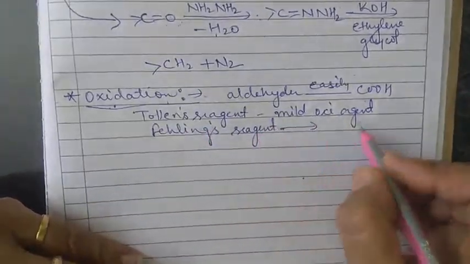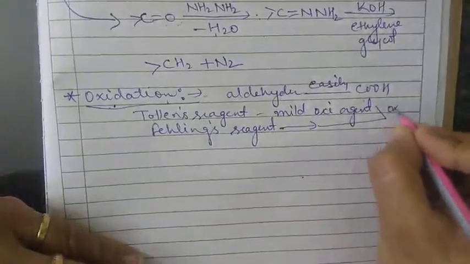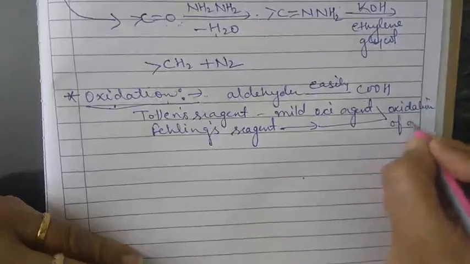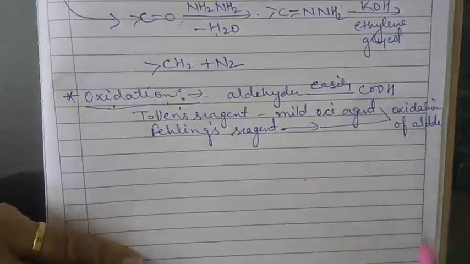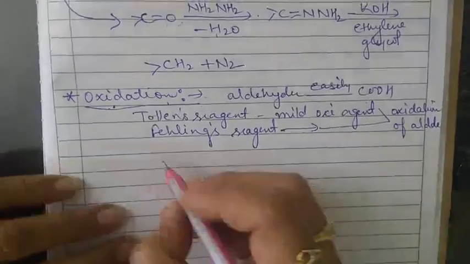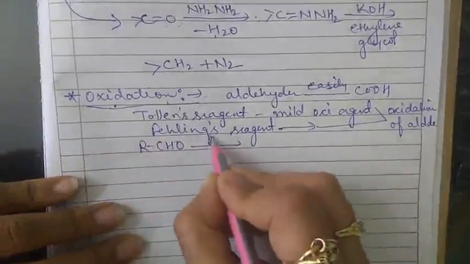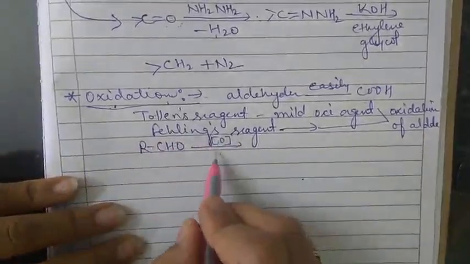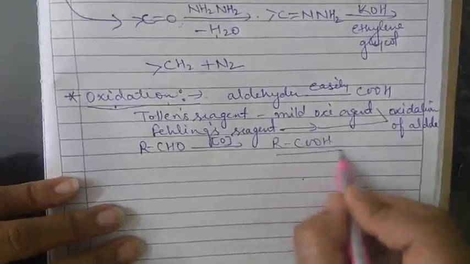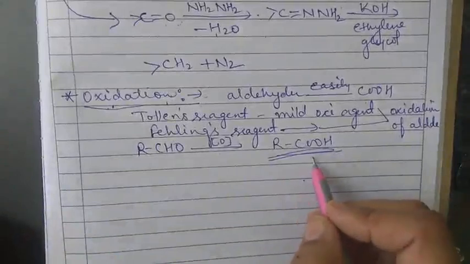They are also used for the oxidation of aldehyde. You have RCHO, this one is aldehyde. What happened? Oxidation takes place, meaning addition of oxygen takes place, and it is converted into carboxylic acid, that is RCOOH, the carboxylic acid.